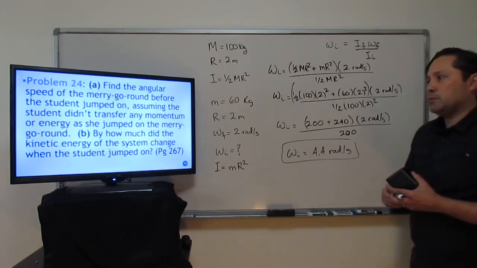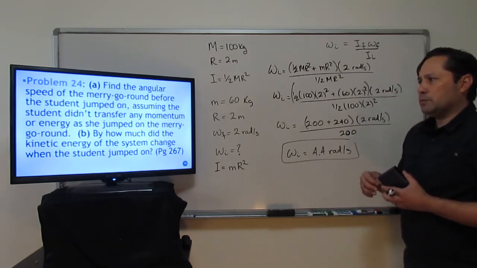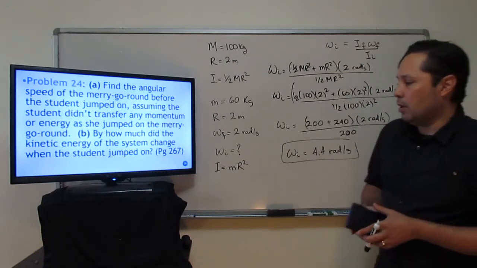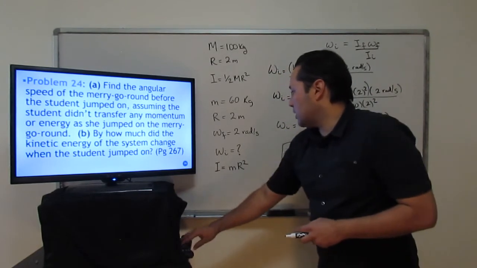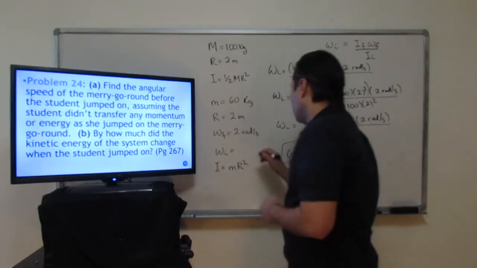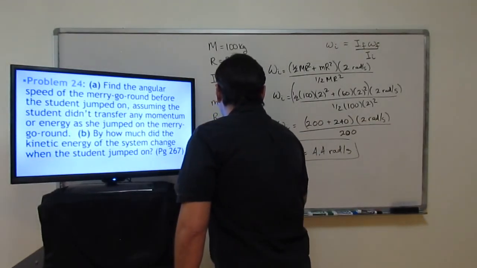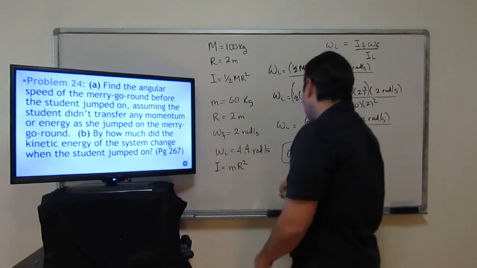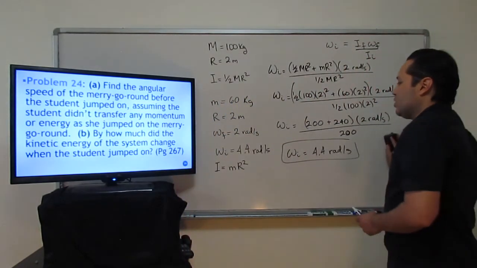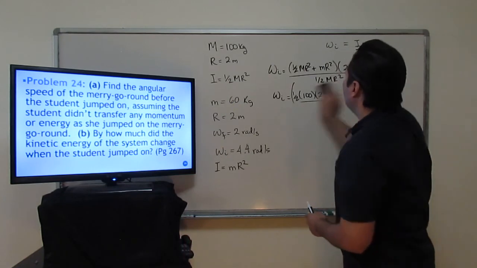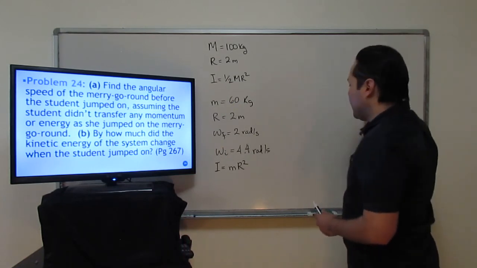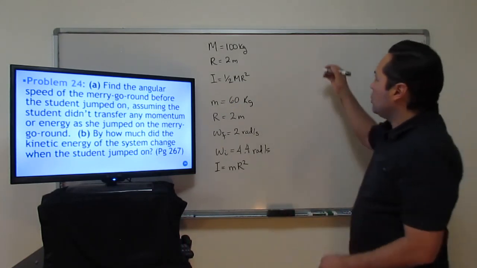They ask you, how much did the kinetic energy of the system change when the student jumped on? All right, so let's take a look at that. So it's going to be 4.4 rads per second. So how much did it change? All right, so for changing kinetic energy is final minus initial.